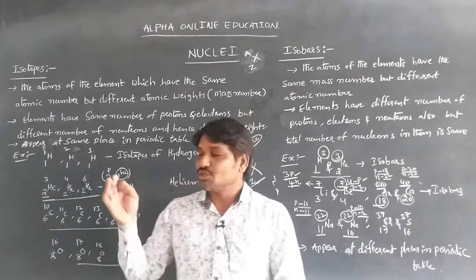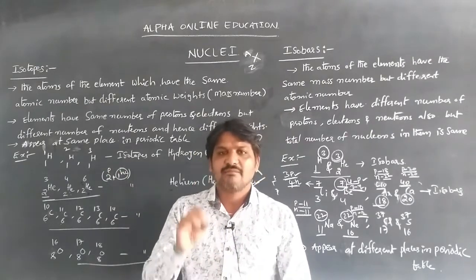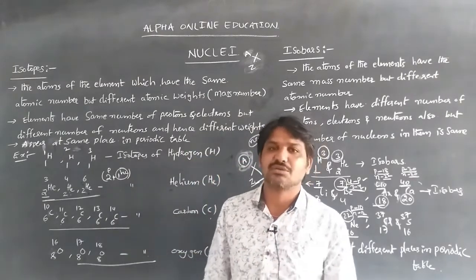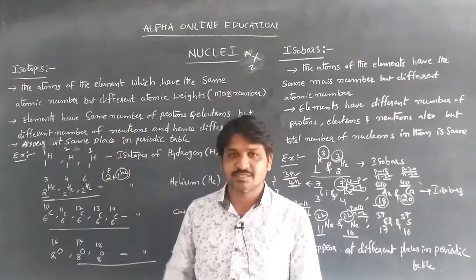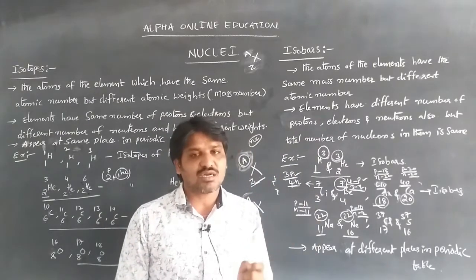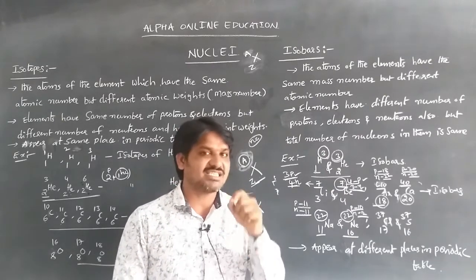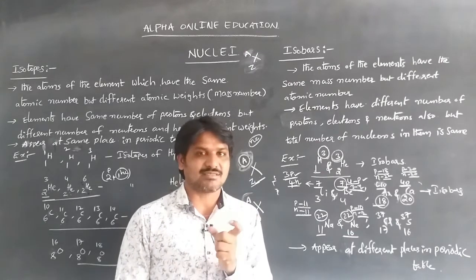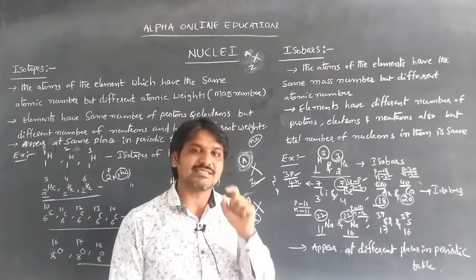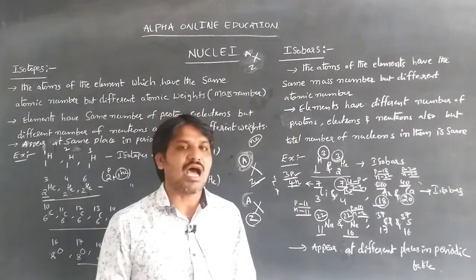Once again, isotopes means the elements having the same atomic number but a different atomic mass number, due to the different number of neutrons present inside the nucleus. According to the isobar, the elements having a different number of protons, neutrons and electrons, even though their total number of nucleons is the same, meaning the atomic mass number is same but the atomic number is different, are considered as isobars.